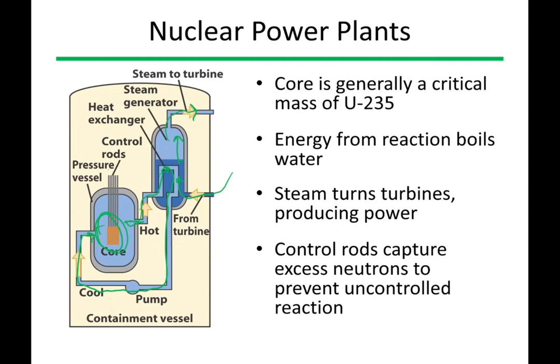Another important feature here are these control rods. These are going to be made out of elements that can accept a few extra neutrons without undergoing their own fission reaction. These are very important to keep the amount of neutrons in this reaction controlled so that we stay at critical mass and don't go supercritical.